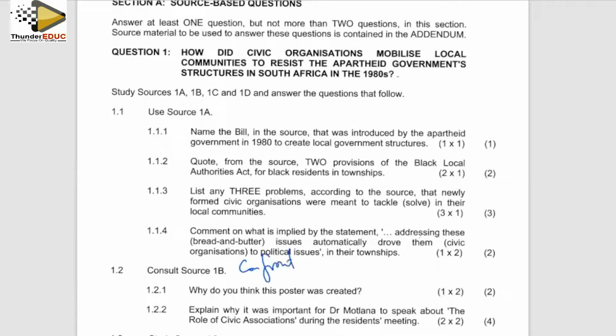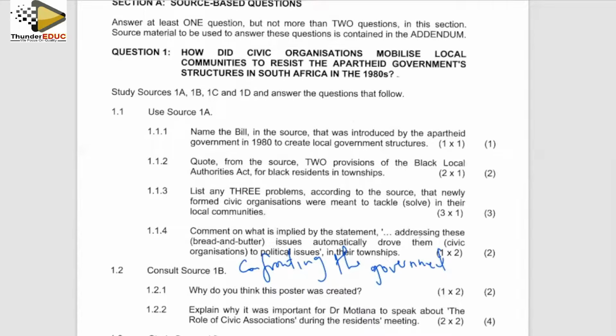So it's an issue of addressing the basic needs, but at the same time, it's leading the people into confronting the government. In solving the problems of basic needs, you ended up engaging in disputes with the government, because it was the duty of the government to make sure that the citizens are well taken care of. But however, there was neglect because of the separate development policy by the apartheid government. So that is the literal meaning of that particular statement.